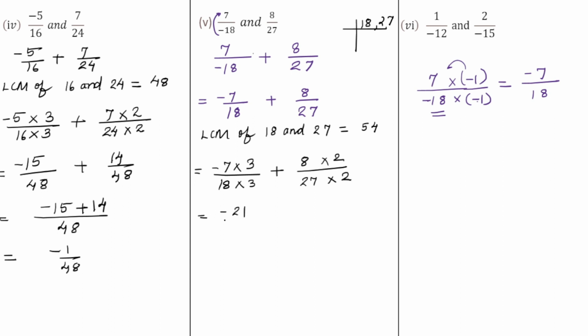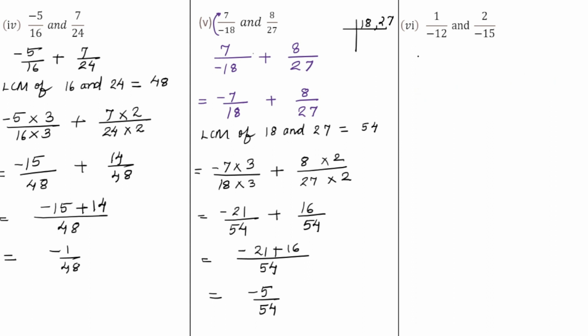So you get here minus 21 upon 54 plus 16 upon 54. Take the LCM, you get here 54, and now it's time to add the numerators. So on solving the numerator, you will get minus 5 upon 54. Now let us do question number 6.